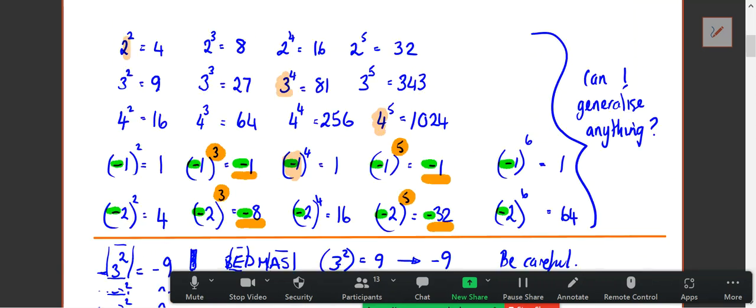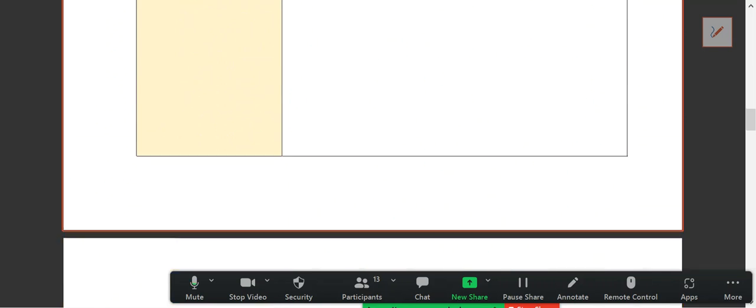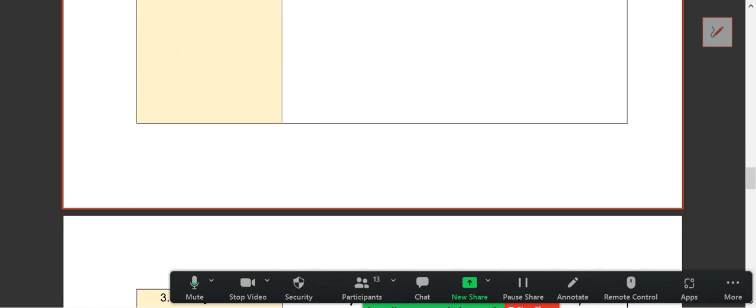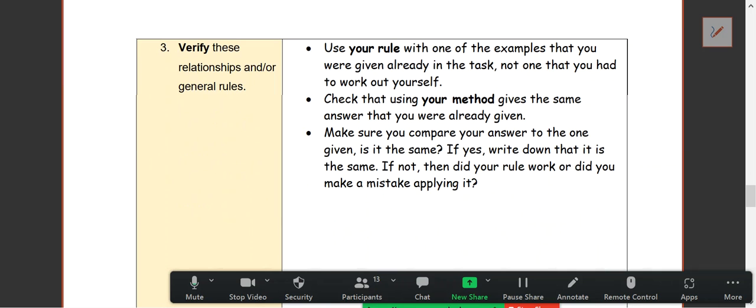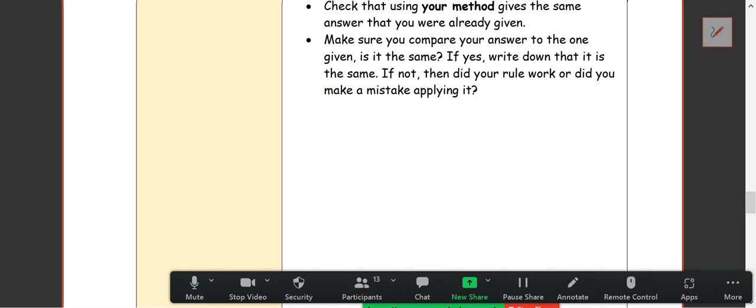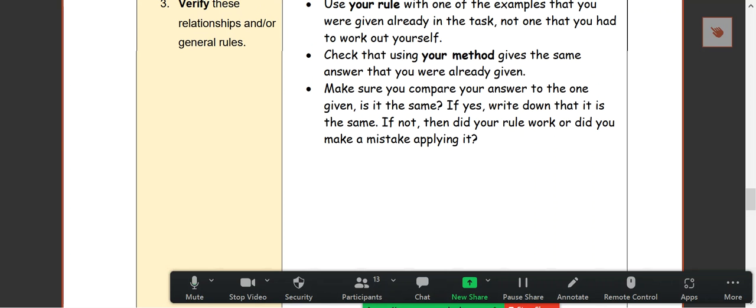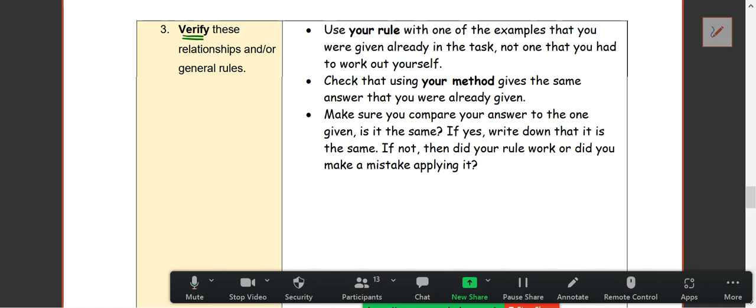Okay. Now, what this should mean, when you verify, it says use your rule with one of the examples that you're already given, not one that you had to work out yourself. And check your method gives the same answer that you were already given. What we've then got to do is test it with our own and see what it comes up with. So what do you think that means, this statement that you have to do to verify the relationship? What would you do?